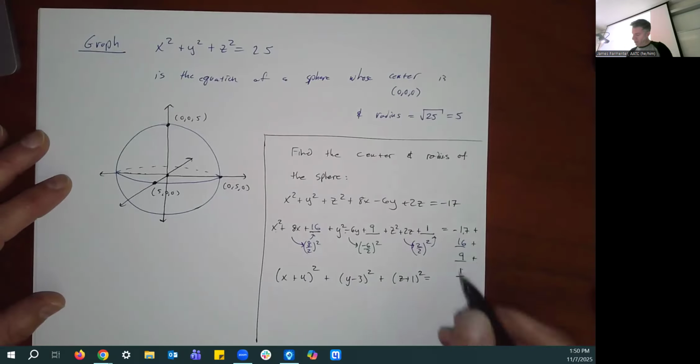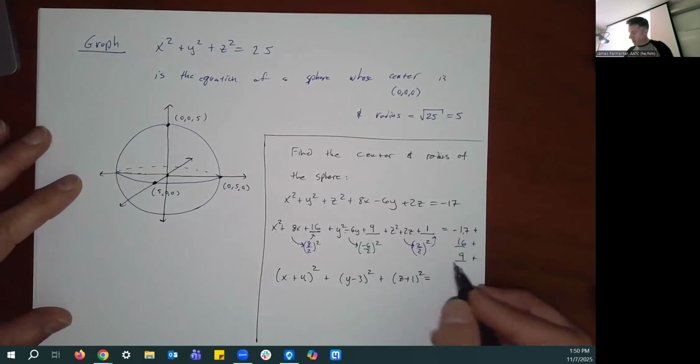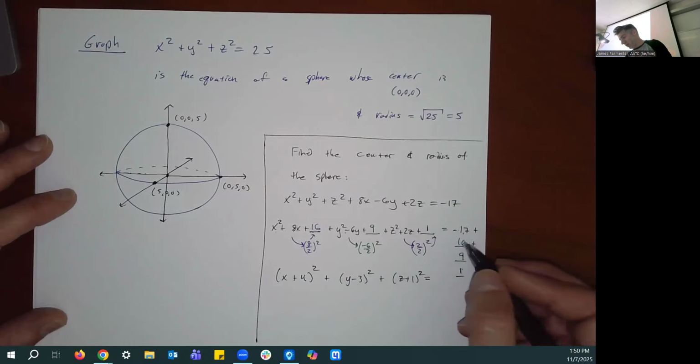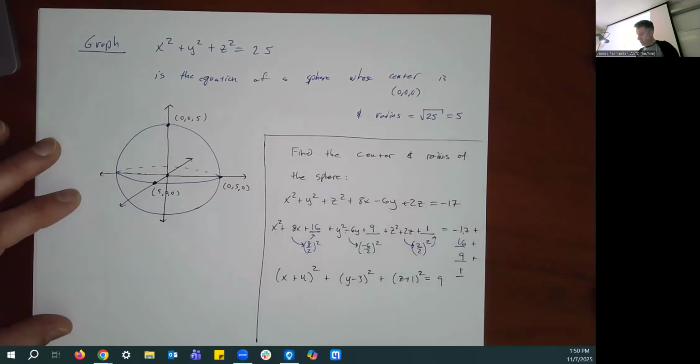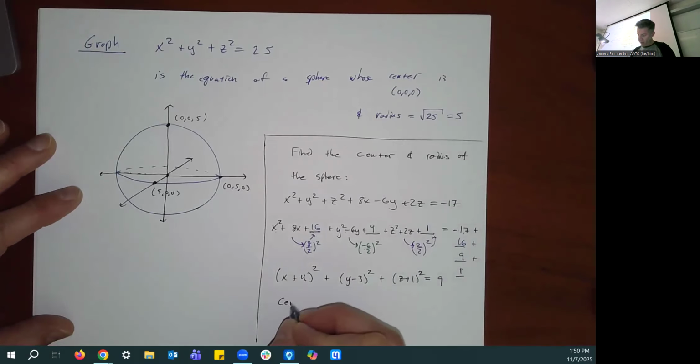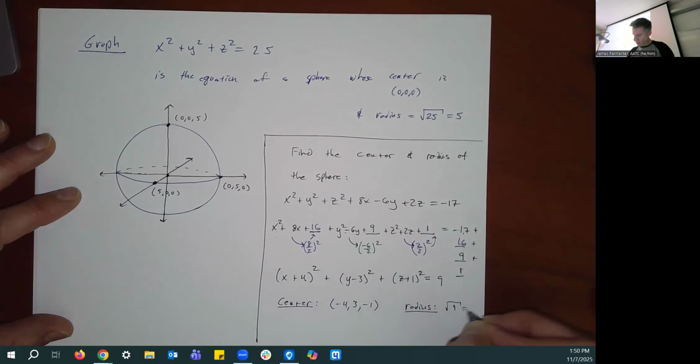Nope, sorry, 9. Apologies. I thought I had a 1 in my head instead of a -1. -17 plus 16 is -1. -1 plus 1 is 0, and 0 plus 9 is 9. So here, the center of this sphere is -4, comma, +3, comma, -1. And the radius is the square root of 9, which is equal to 3.